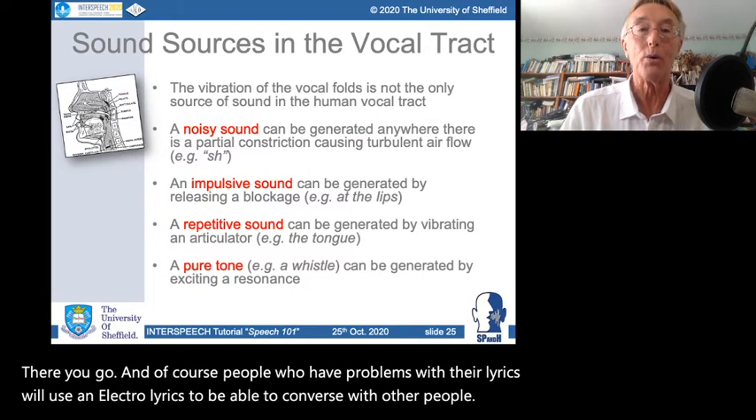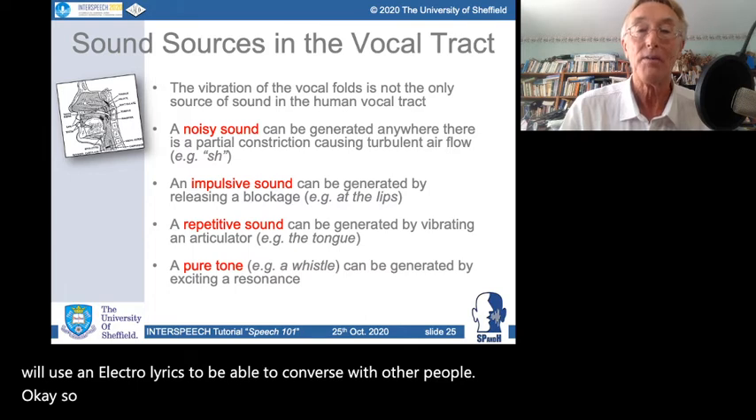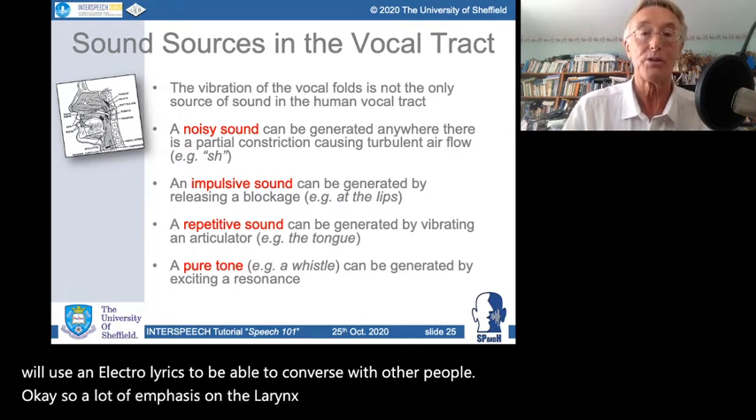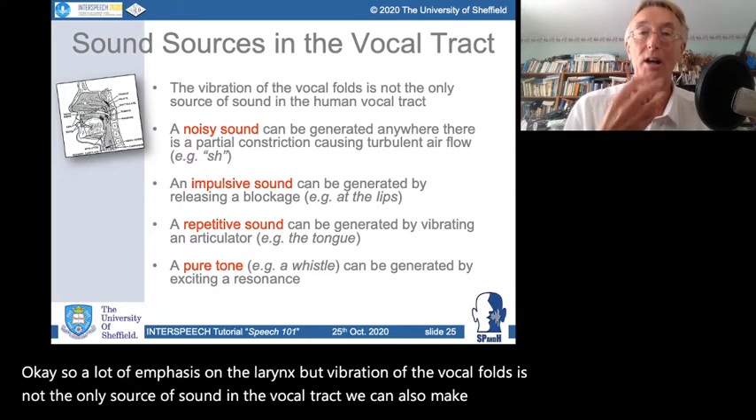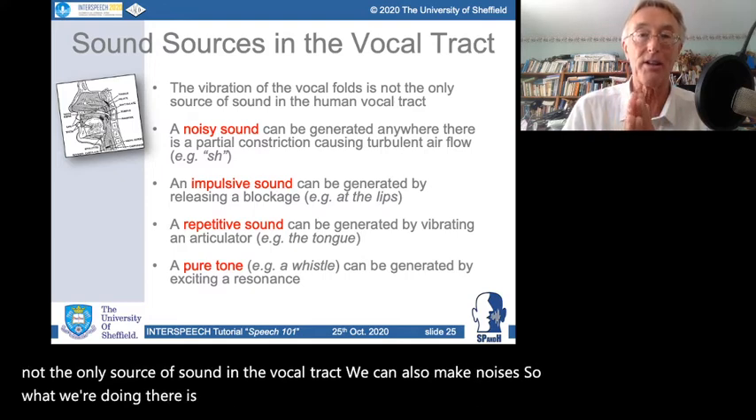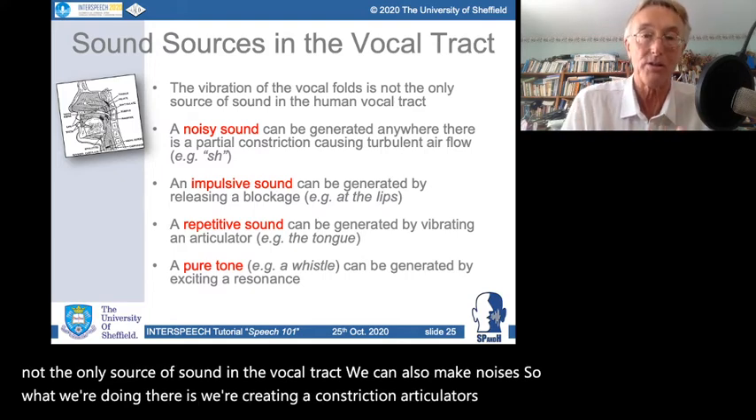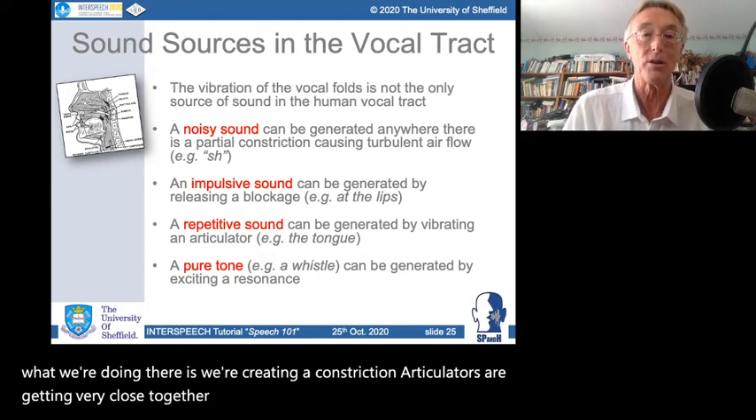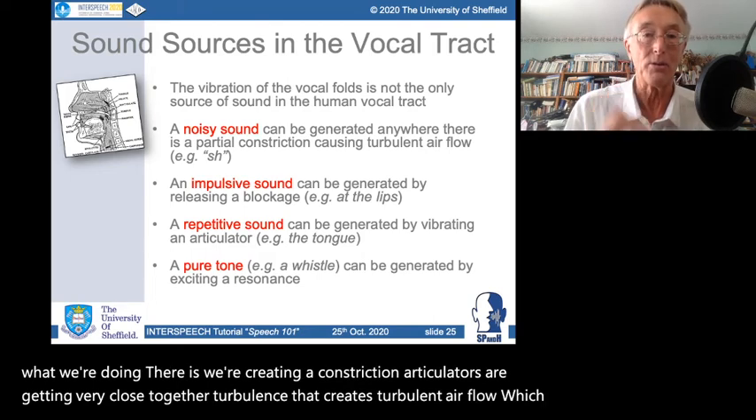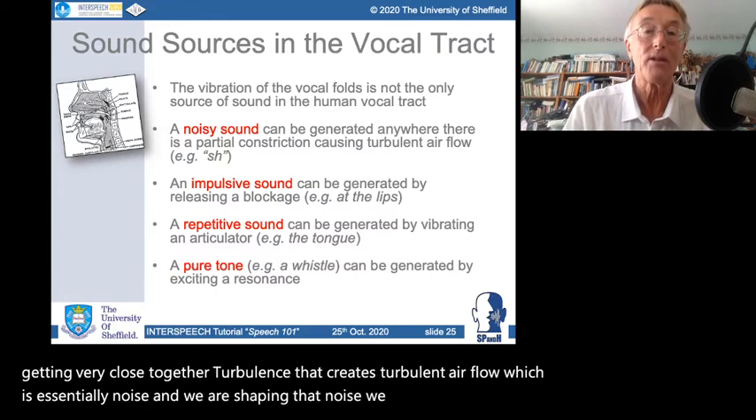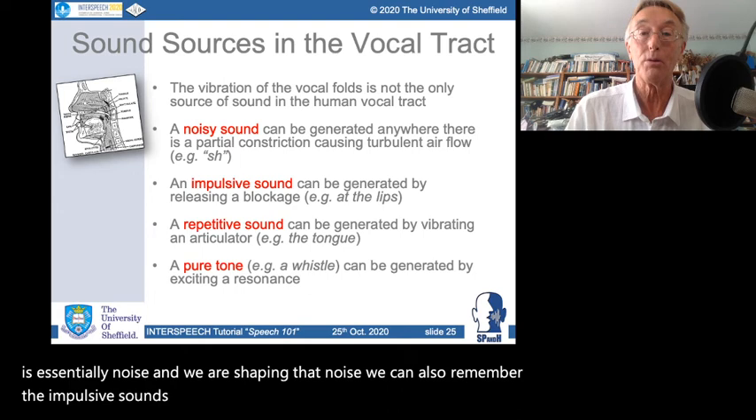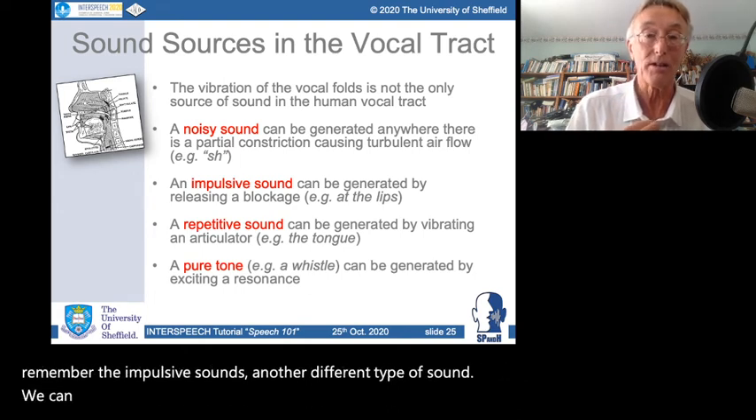Okay, so a lot of emphasis on the larynx, but the vibration of the vocal folds is not the only source of sound in the vocal tract. We can also make noises. What we're doing there is creating a constriction. Our articulators are getting very close together, which creates turbulent airflow, which is essentially noise. And we're shaping that noise. We can also, remember the impulsive sounds, a different type of sound. We can generate that by, for example, completely closing our vocal tract and then opening it again.